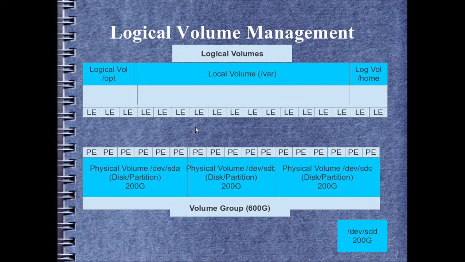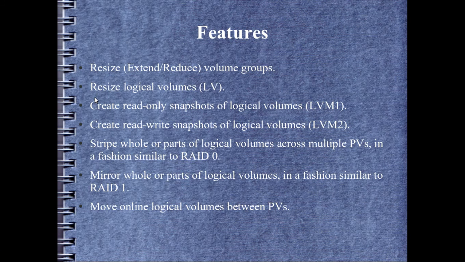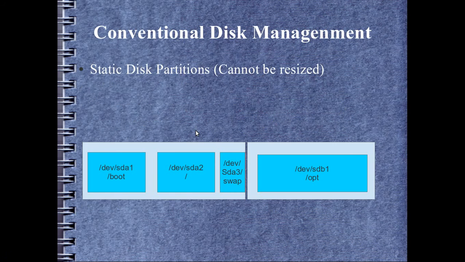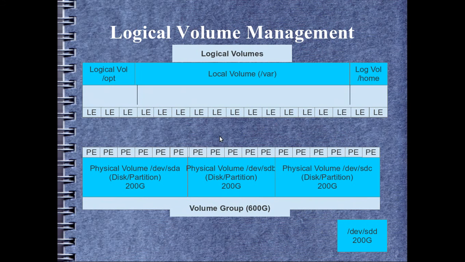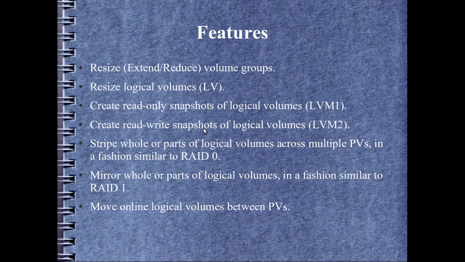This is striping. It has some benefit in that, in case you are trying to access data which is present continuously, you can access the data in parallel and it is going to be faster in read and write. So finally, you can move logical volumes between physical volumes. We'll see all the details in the lab.